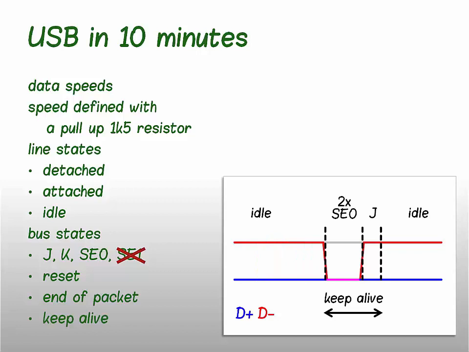When a low-speed host sends an end-of-packet signal on an otherwise idle bus, we call it a keep-alive signal. This signal is used in order to prevent the device from entering suspended state, which happens when the line is idle for more than 3 milliseconds.